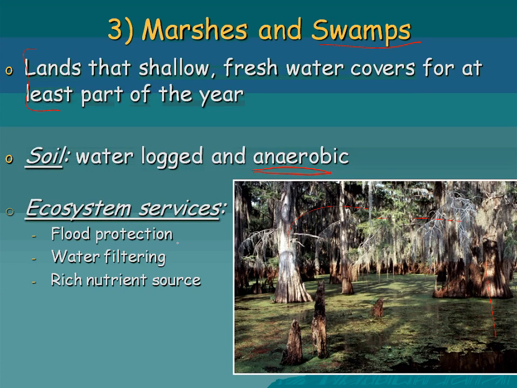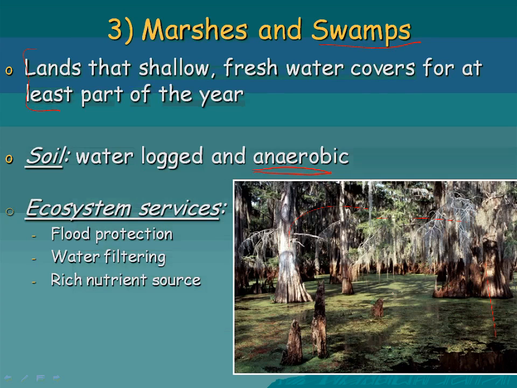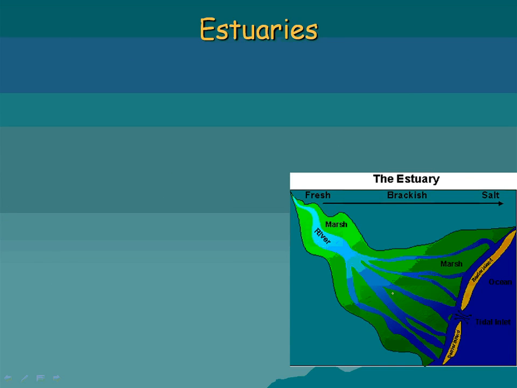And it's also a very rich nutrient source, basically meaning that there's a lot of animals and plants thriving in these areas because they tend to be very warm and nutrient rich, and they're also bringing all the nutrients down from the headwaters. Sometimes they can become too nutrient rich, as we'll talk about later in the year, but as all of the nutrients flow down the river, they're collected in these areas. Okay, so that takes care of the three categories of freshwater biomes.